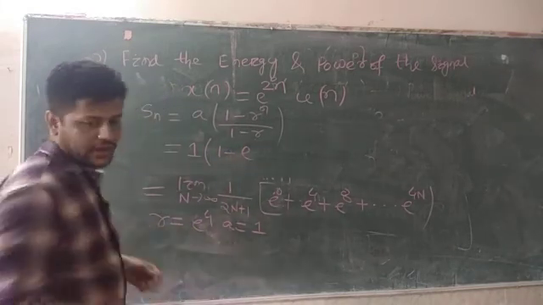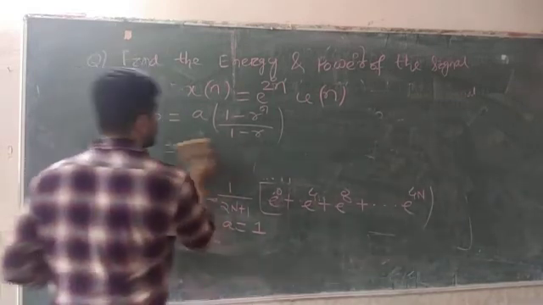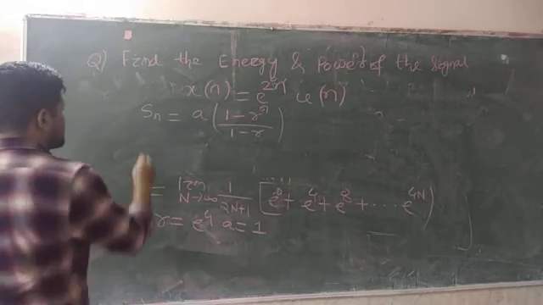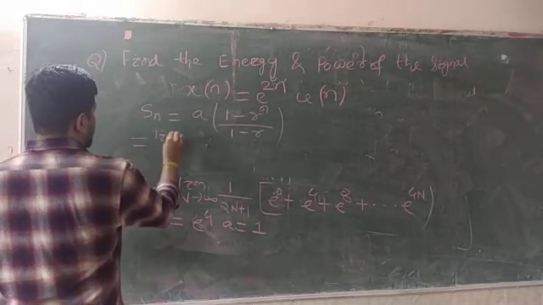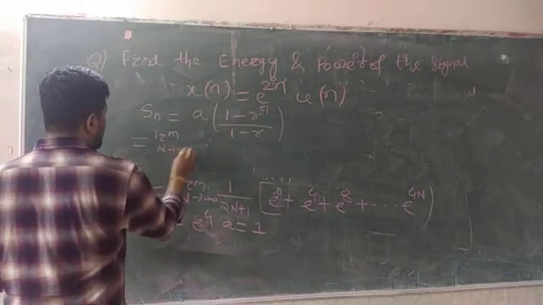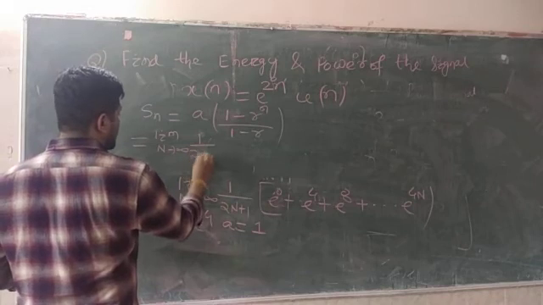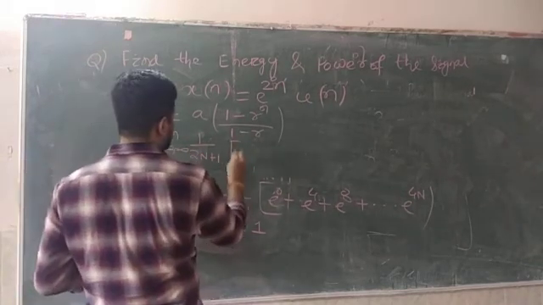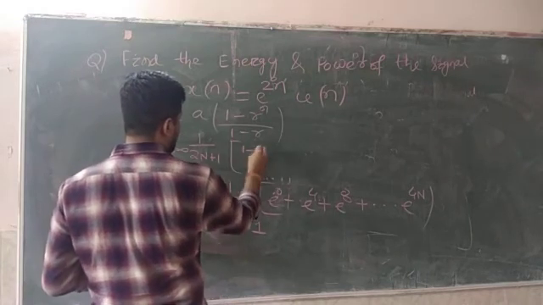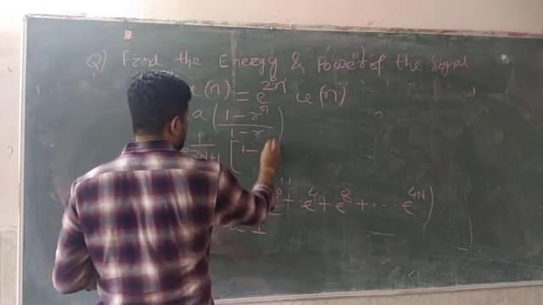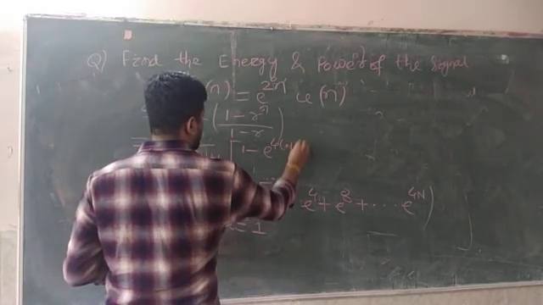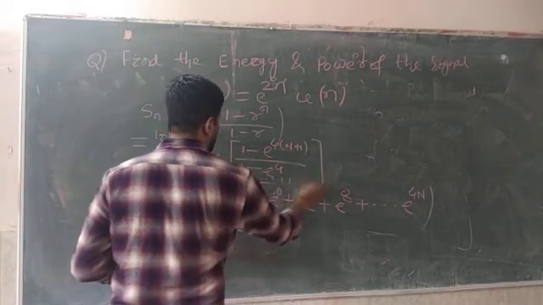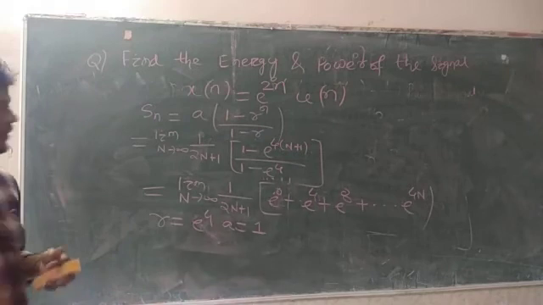So I have to write like this: limit n tends to infinity, 1 by 2n plus 1, into, since a is 1, directly I write e to the power 4n plus 1 divided by 1 minus e to the power 4.